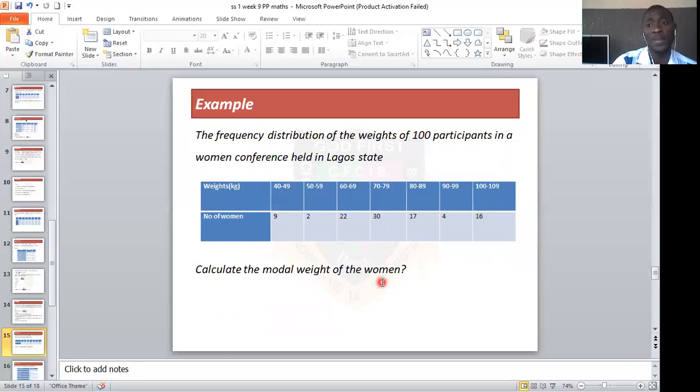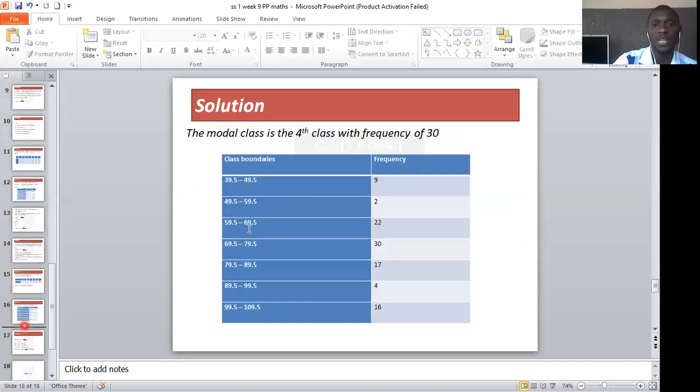Unlike preparing our median class, whereby you have to divide the total frequency by 2 to get the median class, here the class with the highest frequency is the modal class, which falls in the fourth class. 30 is the highest frequency there, so it falls within the fourth class. So we look at it.